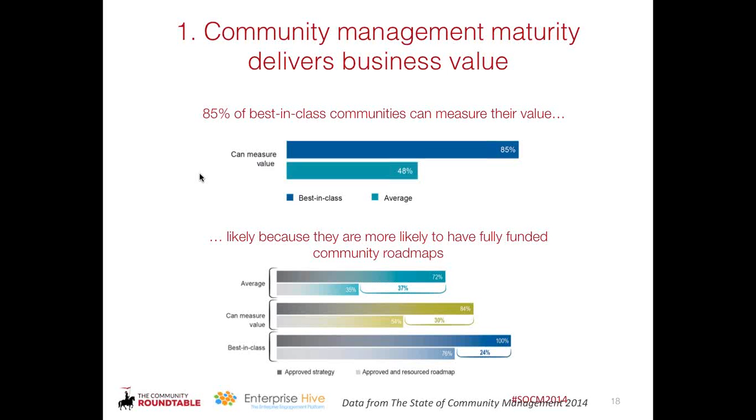If you look at average communities, only about 35% of them have fully resourced roadmaps. So that's a lot of ambition without the ability to execute on it. So that's a big risk that we uncovered there. So my message is, if you wanted to build a value-producing community program, really think through the management that's going to be required to produce those results and invest in it.